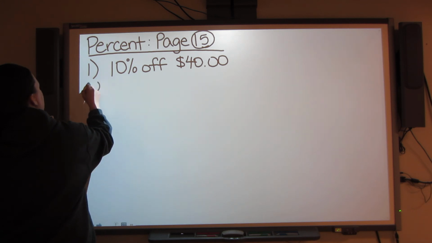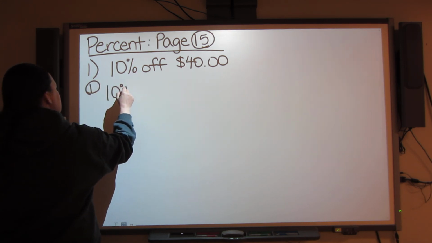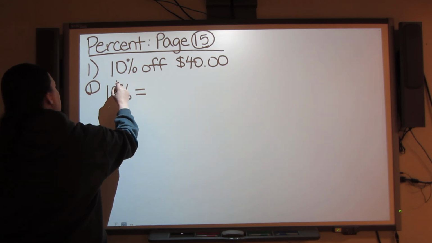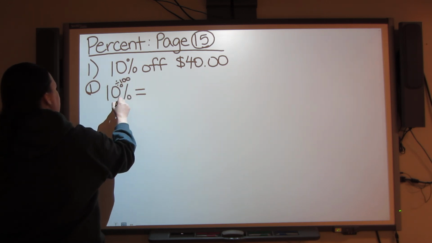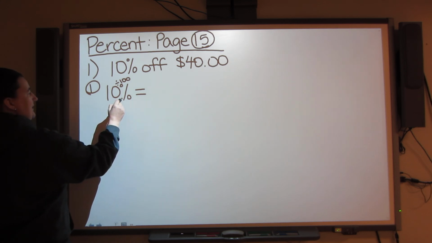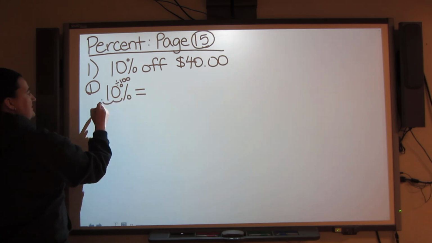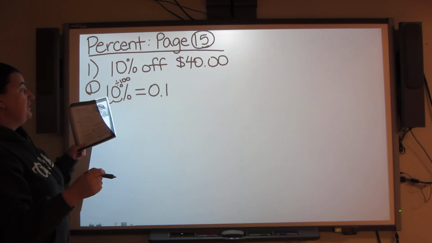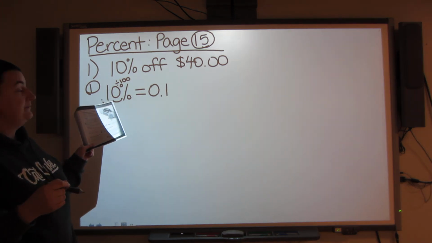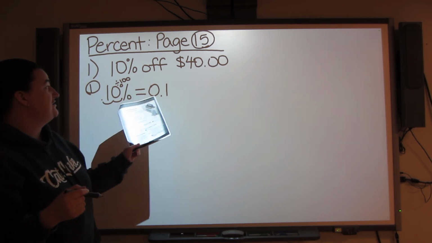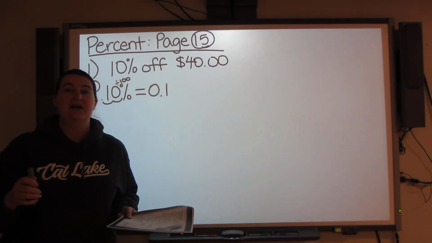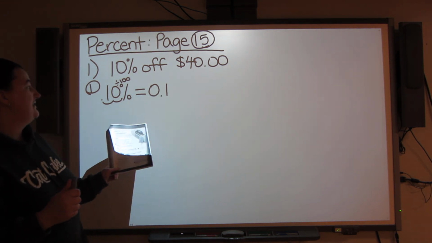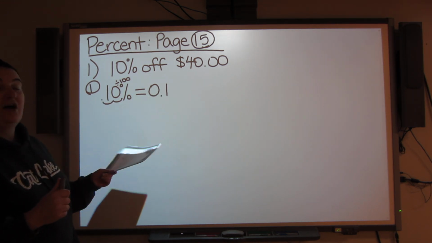Step 1. Change that percent into a decimal by dividing by 100. Put your decimal in there, move it 2 spots so that you now have 0.1. You don't need the extra 0 because it does not change the value of your number. 1/10 is the same as 10 hundredths.